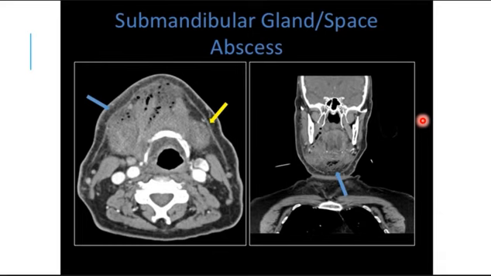This is another case with a submandibular gland space abscess. We see it again. We have a hypoattenuating area. This is an enlarged region with air containing, and we have contrast enhancement. This is another case of the submandibular gland abscess.